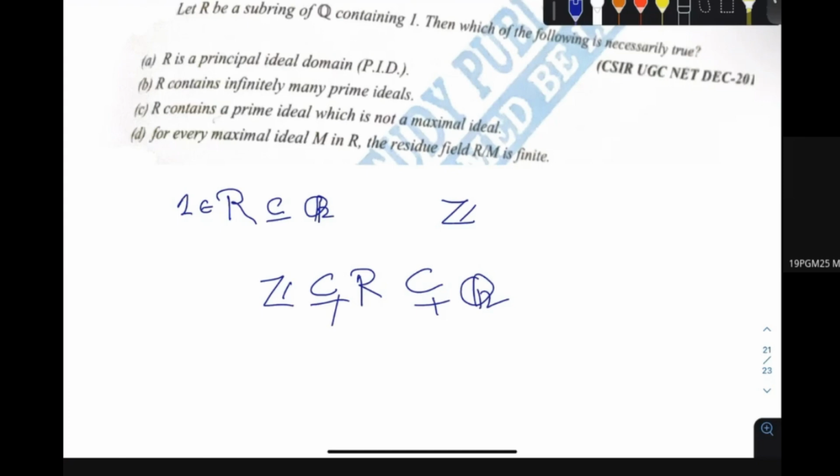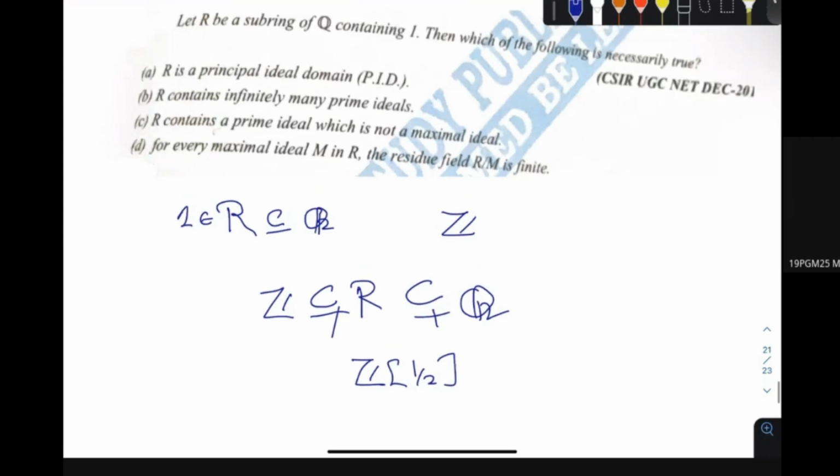Do you have some example? Yes, we do have some example like this: the smallest ring containing the integers and 1/2. You may ask, is this not Q? Actually, it is not Q. The smallest ring which contains the integers and 1/2 is not actually Q. It is one of the rings. There are some rings like this, okay?